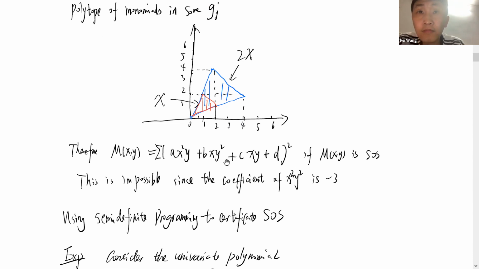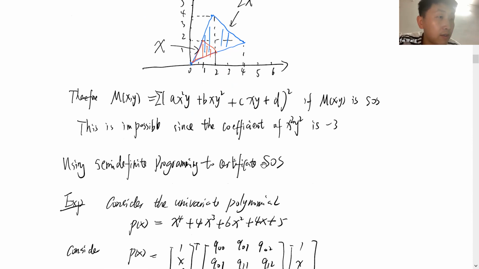Okay, that's the proof of why the Motzkin polynomial is not a sum of squares. So far, are there any questions?